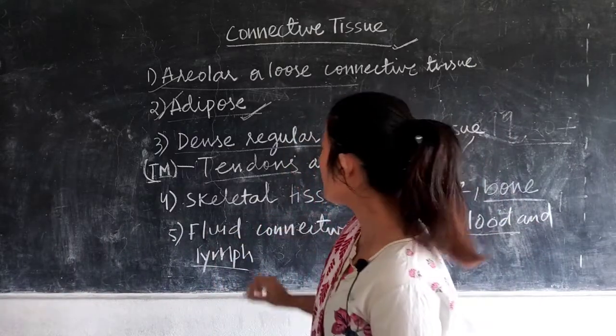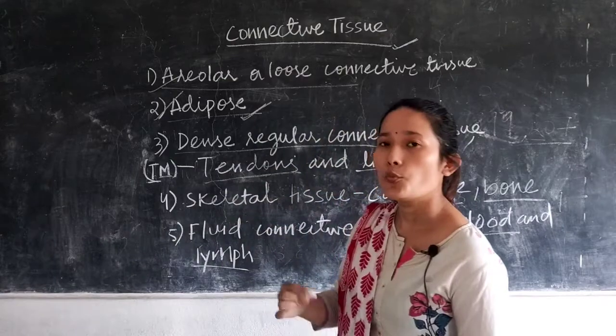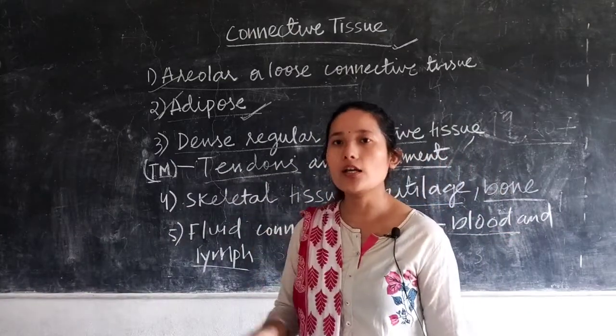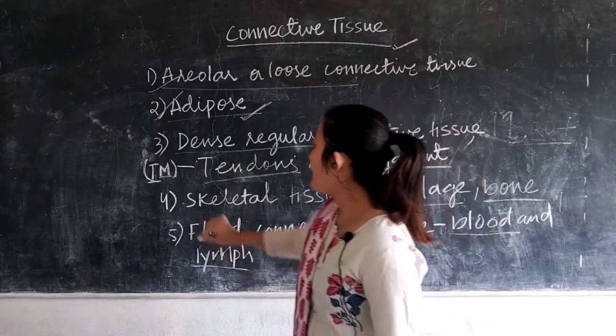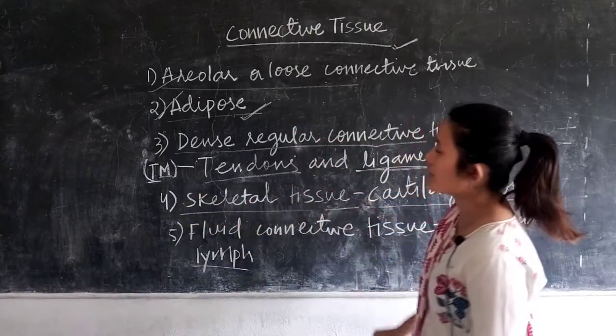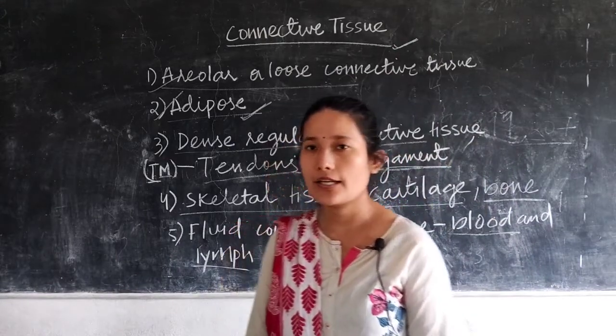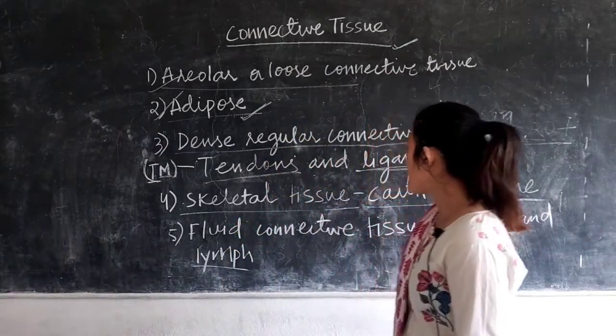Okay, so you should know the difference. Tendon helps in connecting the bone to the muscle, and ligament helps in connecting bone with another bone. Okay, now coming to the skeletal tissue. Skeletal tissue, obviously this tissue makes up your whole skeletal system, right? So what are the components of skeletal tissue?